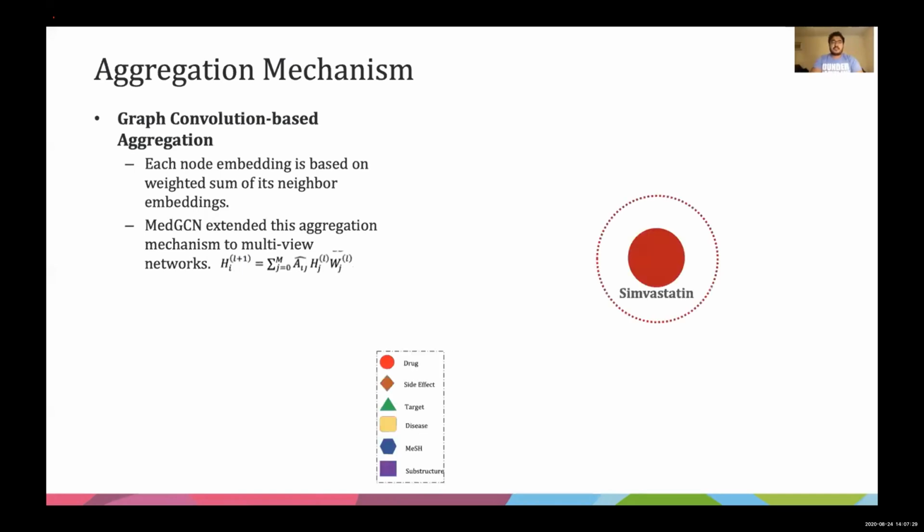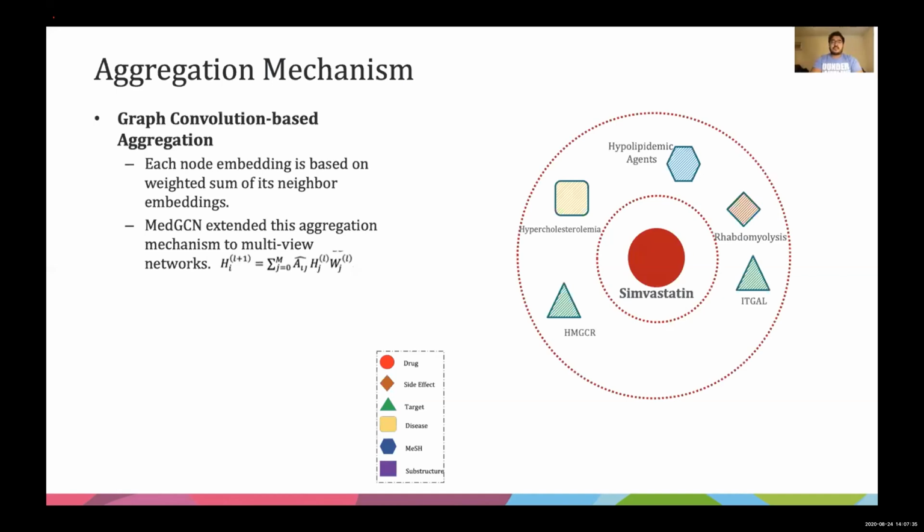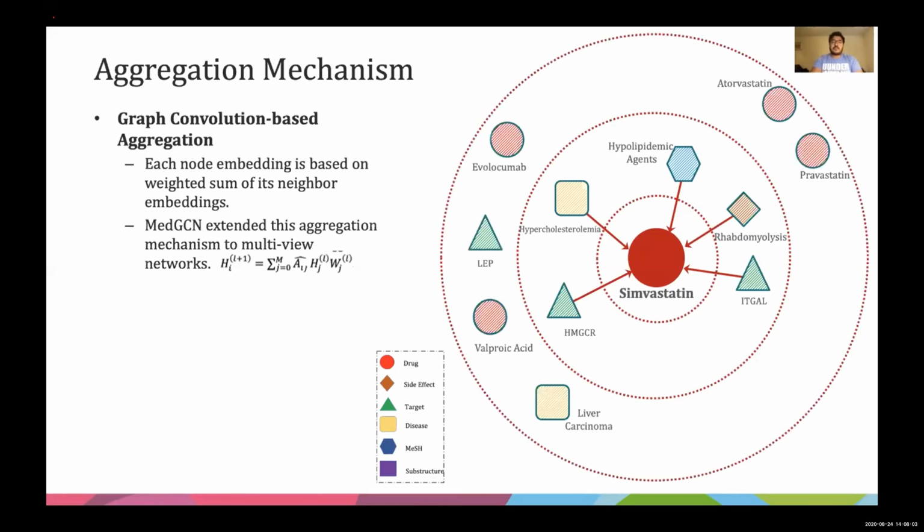For example, let's consider a sample subgraph of a simvastatin network. Its first-order heterogeneous neighbors would be targets such as HMGCR and ITGAL, side effects such as rhabdomyolysis, MeSH term hypolipidemic agents, and let's consider one of the simvastatin indications, that is hypercholesterolemia. The simvastatin node learns from its neighbors, where the inbound red line indicates that the node is learning from its immediate neighbors, while their immediate neighbors will learn from their neighbors, that is nodes such as HMGCR, hypercholesterolemia, hypolipidemic agents, rhabdomyolysis, and so on from others.